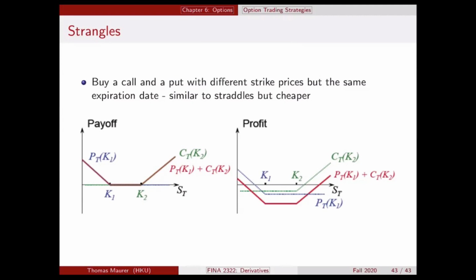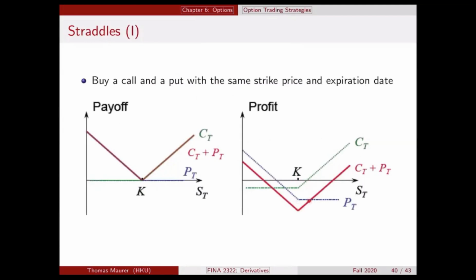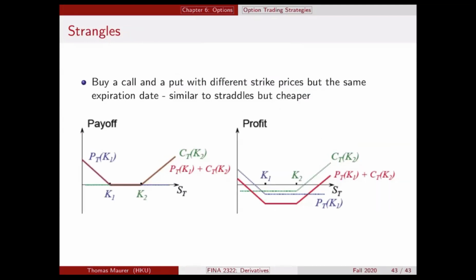The strangle will be cheaper than a straddle because it is cheaper to buy a call option with a relatively high strike price and a put option with a relatively low strike price. Therefore, the losses which you get if the price of the underlying doesn't move much are less than what you would have with a straddle over here. But on the other side, the price of the underlying has to move more up or down until you see some profits.